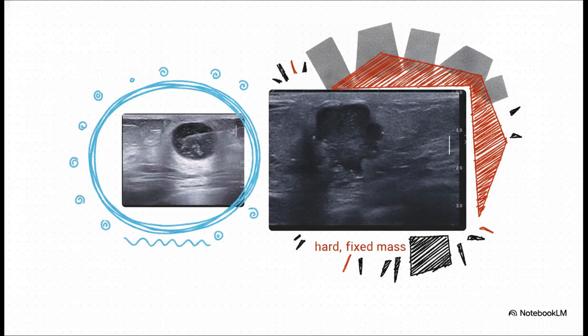A carcinoma, however, presents as the total opposite. It's irregular, non-compressible, and it usually has this taller-than-wide vertical growth pattern with posterior acoustic shadowing. It's fascinating because what you felt with your hands, a soft fluctuant mass versus a hard, fixed one, is perfectly mirrored right there in the radiological findings.